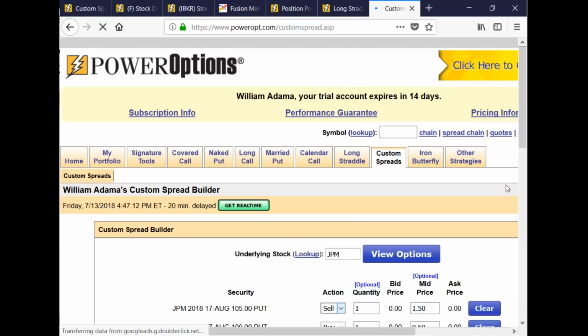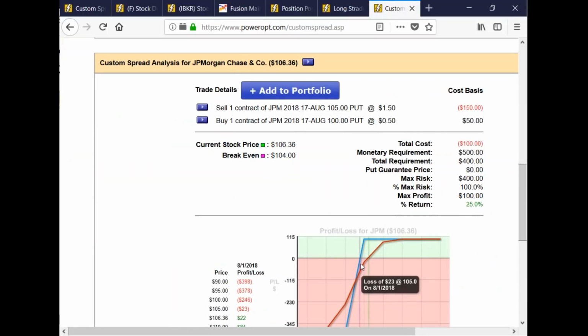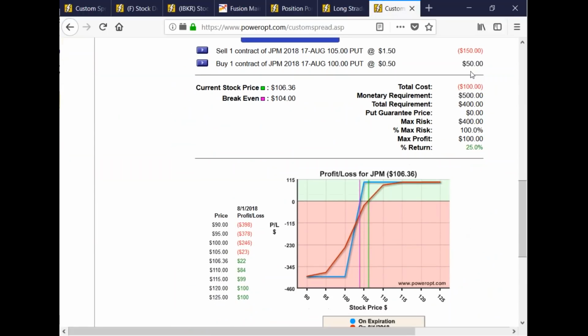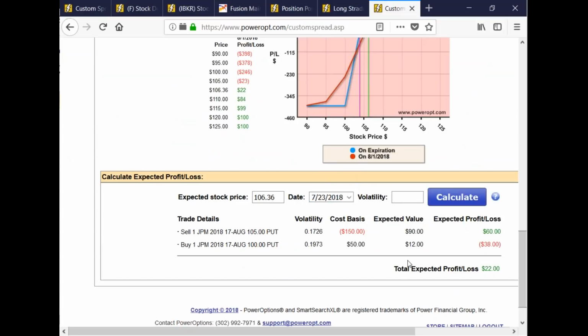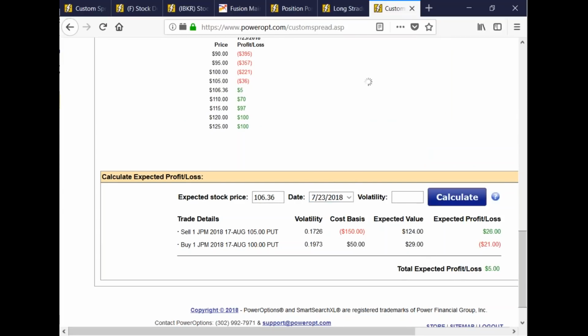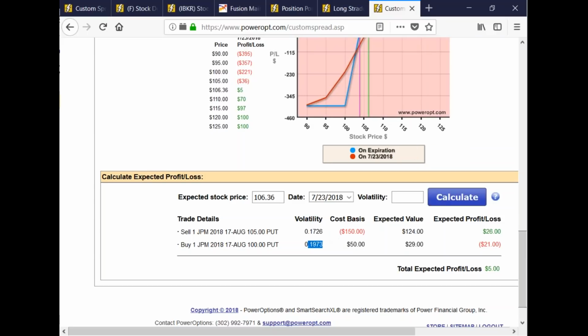All right, there's our bull put, similar to that bull call debit, but you're going to look for a 30% return on the position when the options decay out. So 723 if the stock stays at 106.36. The volatility numbers stay the same, around 17 or 19. I'm not going to have that much.